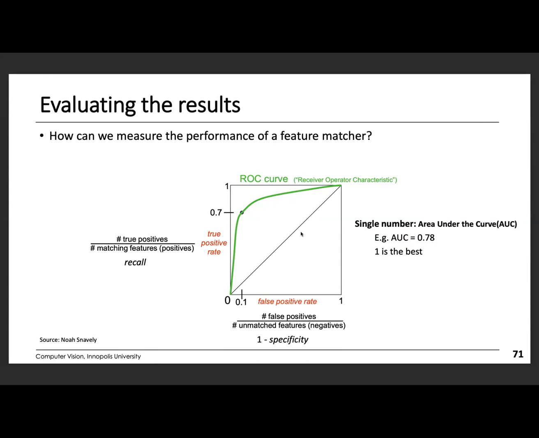So for example, if you use a very small threshold, you would have a very small amount of recall and a very small amount of 1 minus the specificity, which is good. But if you use a very large threshold, you will have a much higher recall, but also a much higher false positive rate, which is something that we don't want.